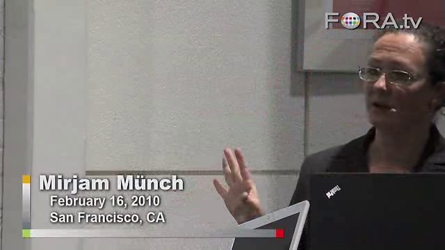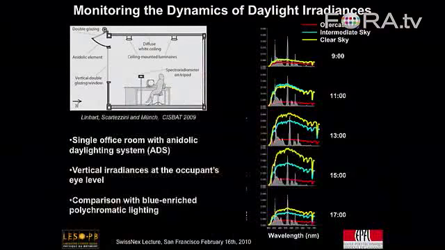So now the case study done in our laboratory. This is the schematic of an office we did in a single room with the anidolic daylighting system you already saw before. We were wondering about measuring the vertical illuminances at the eye level of a potential occupant. So we wanted to know how much light is really coming to a potential occupant's eye level. And we measured the vertical irradiances and compared them with blue enriched polychromatic lighting.